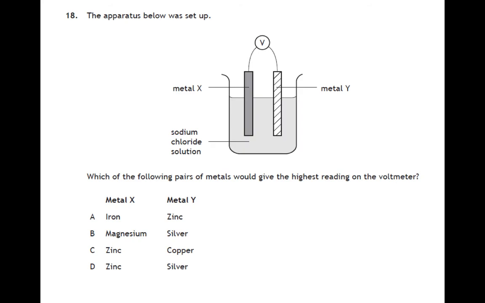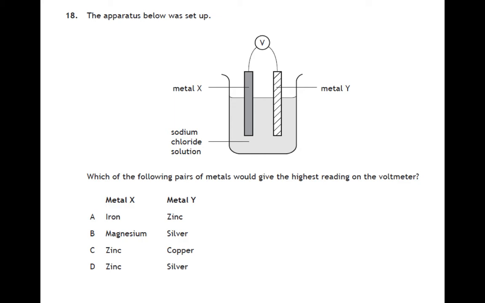So here is an example of one of the questions you may be asked in a test or an exam related to this material. You're shown the apparatus of two metals, X and Y, connected to a voltmeter, and they are in an electrolyte, a sodium chloride solution. Which of the following pairs of metals would give the highest reading on the voltmeter?